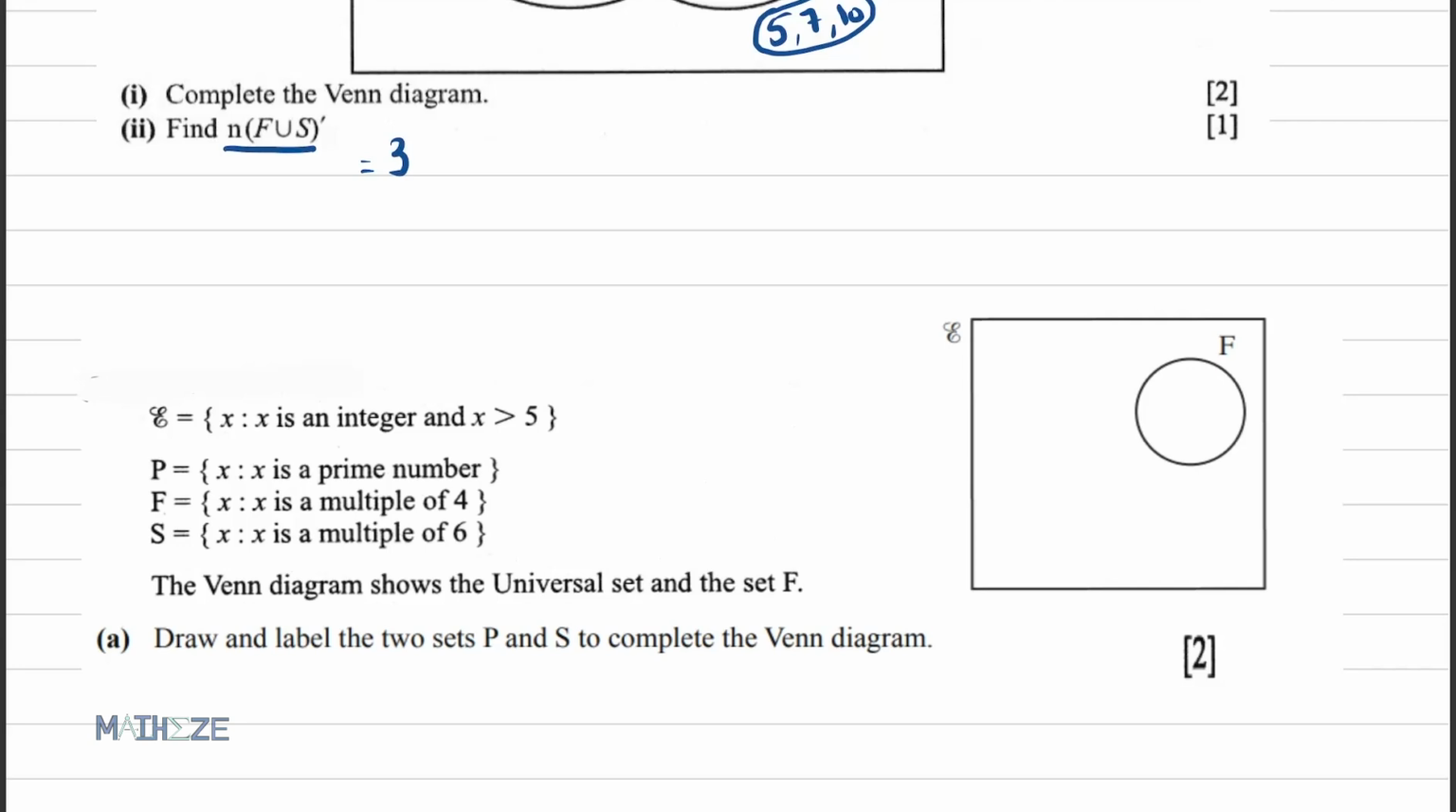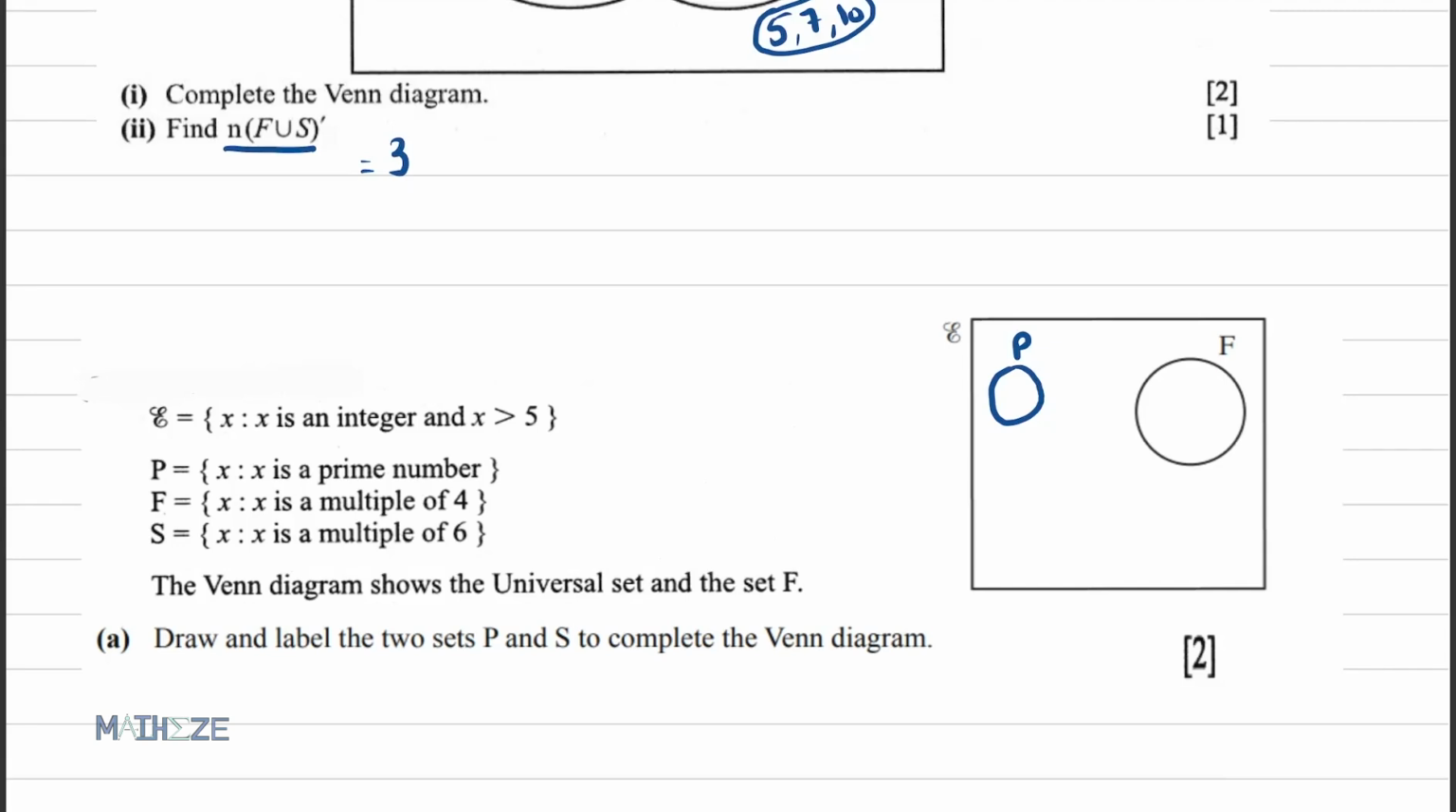Those numbers which come in 4 table, 1 table and its own table. And S is a multiple of 6. Those numbers which come in its 1 table, own table and 6 table. And prime numbers come only in the 1 table and in their own table. So prime can never intersect with F. You have to make it separate.